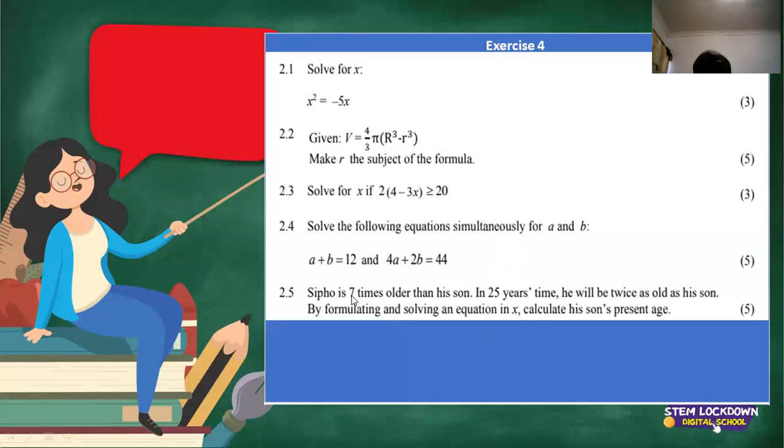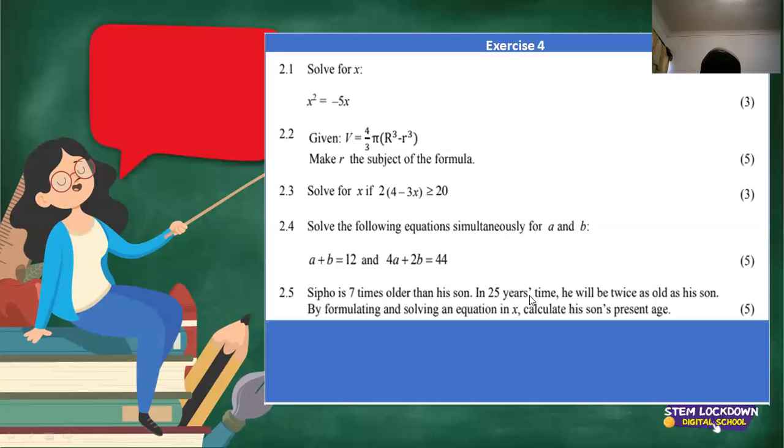Again, Sipho is 7 times older than the son. So the son's age is x, so Sipho's age is 7x. Now, in 25 years' time, both of them will have aged by 25. That means you add 25 to both of their ages. So Sipho's age will now be 7x plus 25, and the son's age will be x plus 25.